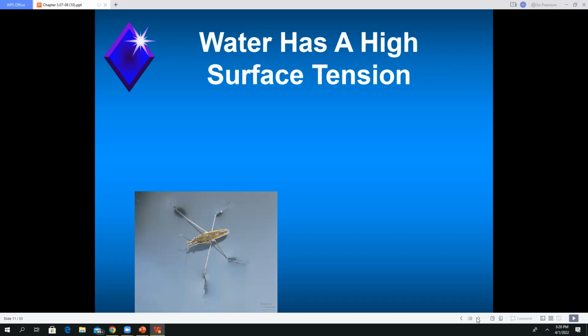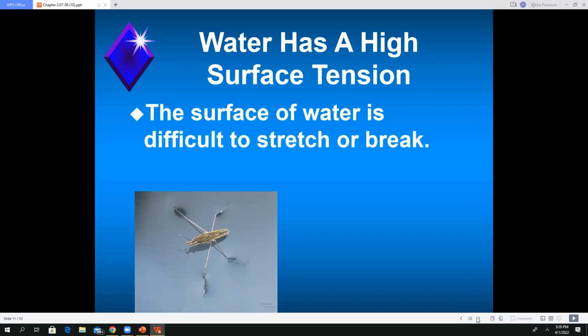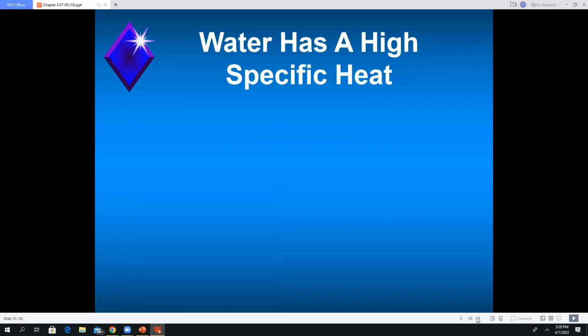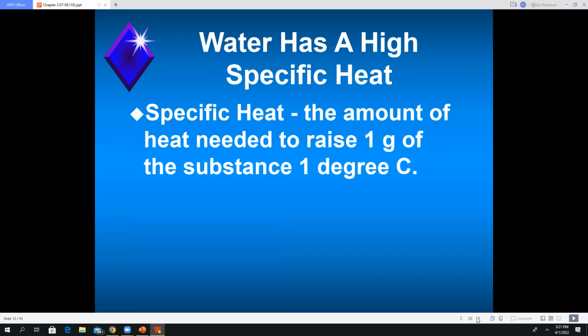Once that is determined, it is once again hard to break because of the same reason, hydrogen bonding. Hydrogen bonding accounts for all the properties of water, as you probably have guessed by now. Water has a high specific heat. What does that mean? That means that it takes a lot of energy to raise the amount of heat. It takes a lot of heat to raise 1 gram of water 1 degree Celsius.